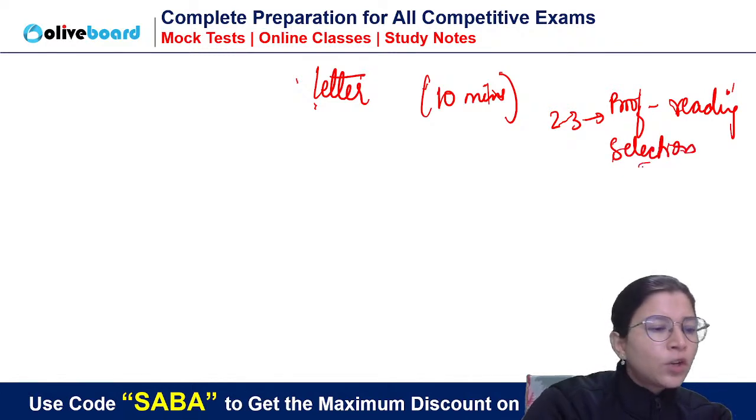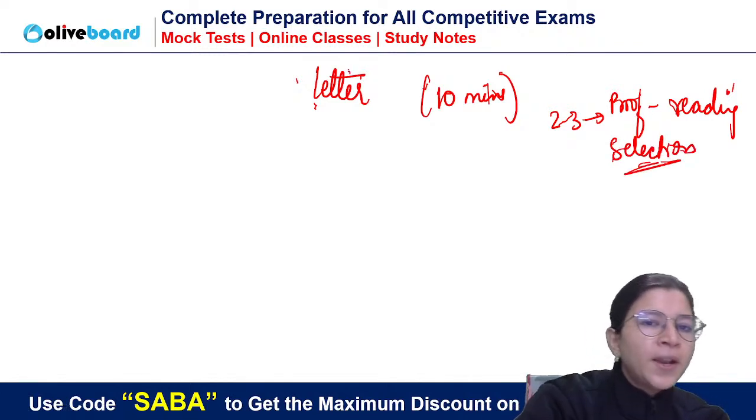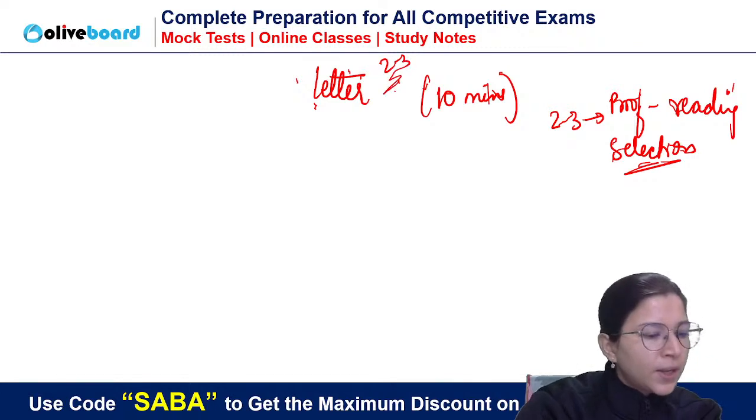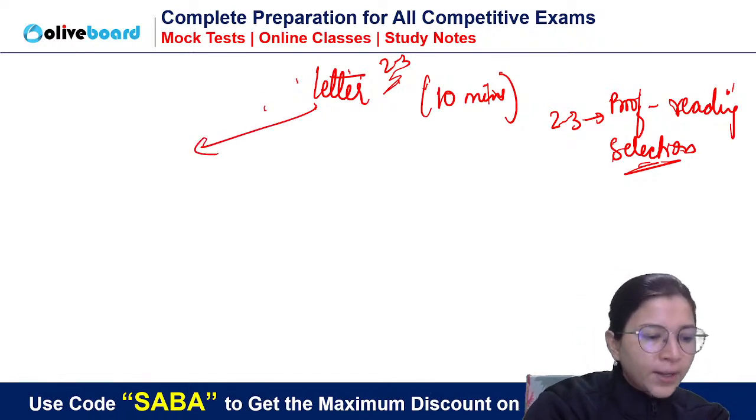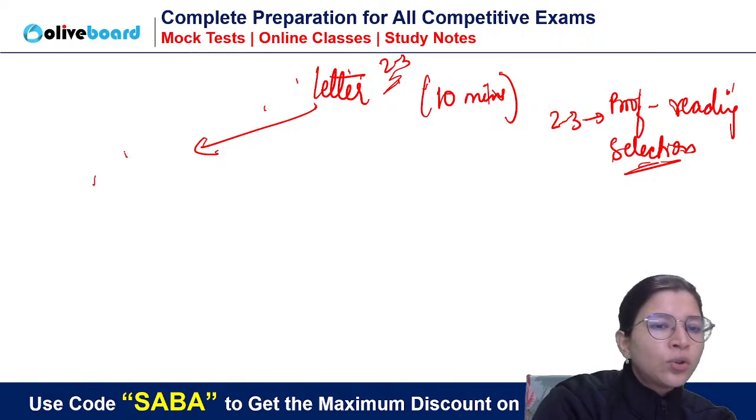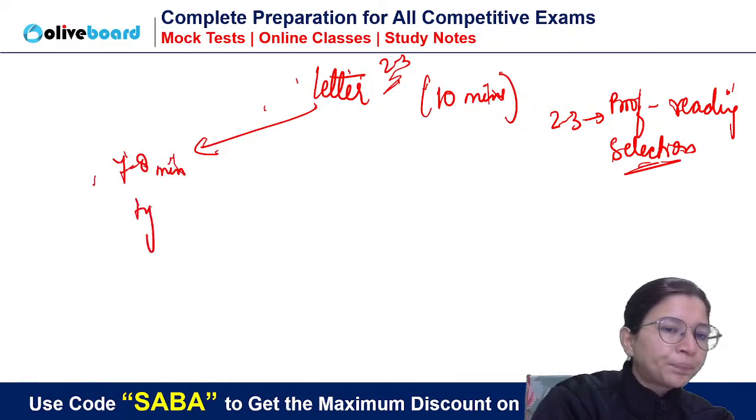Selection of the topic also matters because there will be internal choice, 2 to 3 choices, and you have to select one. So just 2 to 3 minutes are enough for proofreading and selection of the topic. In letter writing, maximum marks you get on the format and how you are writing. The remaining 7 to 8 minutes you can devote to typing.